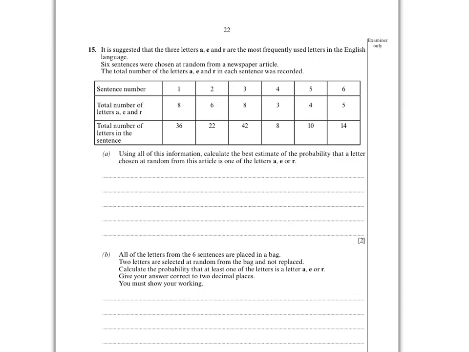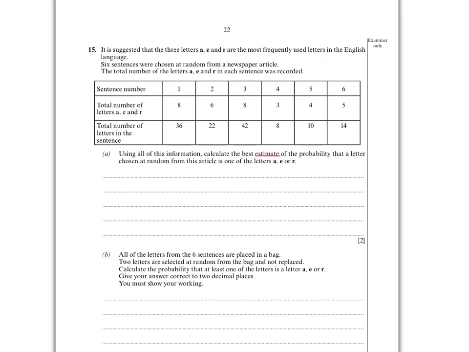And for example, sentence number 2, the total number of letters A, E and R was 6, and the total number of letters in the sentence was 22. Now, it's asked us, using all the information, to calculate the best estimate of the probability that a letter chosen at random from this article is one of the letters A, E or R. So, the best estimate is going to be if we can work out the total number of our letters A, E and R divided by the total number of letters in the whole sentence.